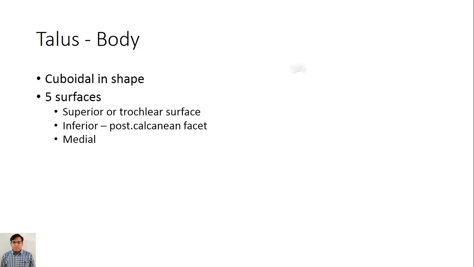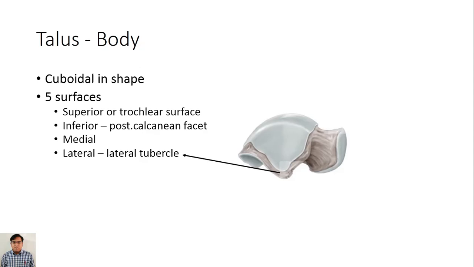Now the medial surface, this is medial surface, is divided into upper articular part and lower non-articular part. Upper articular part articulates with medial malleolus. Now lateral surface, this lateral surface is having the lateral tubercle, lowermost and lateralmost part of lateral surface, and upper part is the large articular part which articulates with lateral malleolus of fibula.